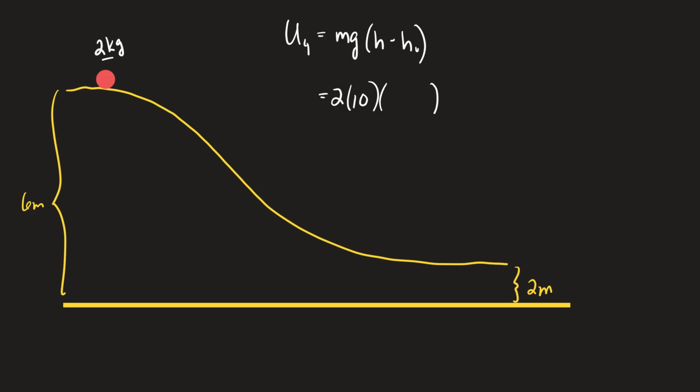The H naught represents what you're going to call the baseline, meaning it's a reference point. So if I ask you how much potential energy the ball has, what you should always ask back is, with respect to what?